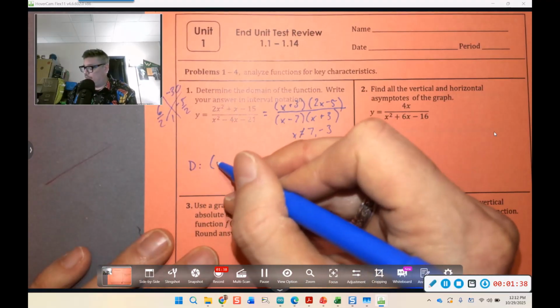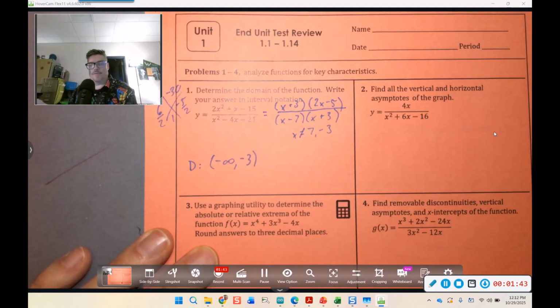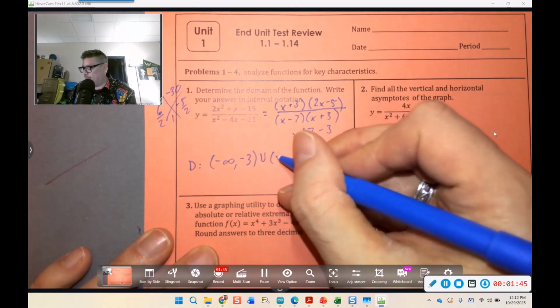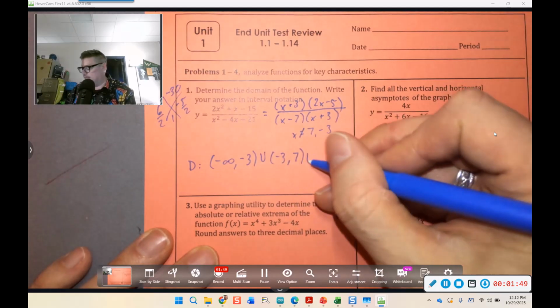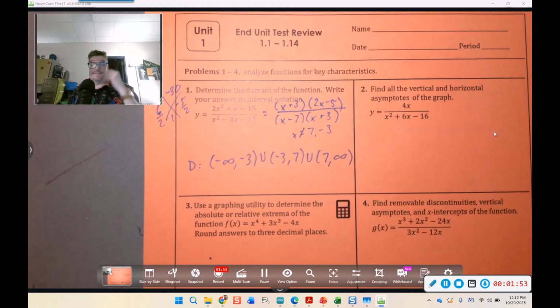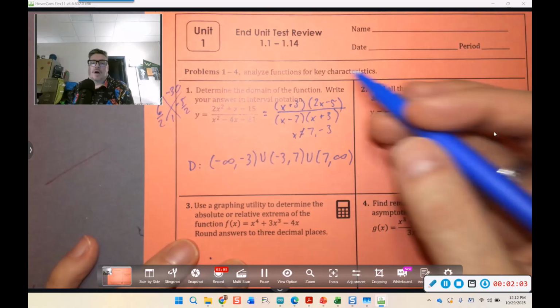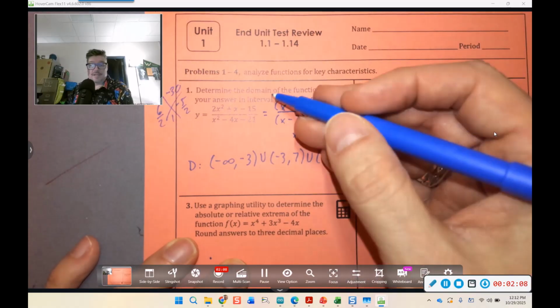So just write your domain as if that's the case. You're going to go all the way from negative infinity to negative 3, but then you have to jump over negative 3 and go all the way to 7, and then jump over 7 and go to the rest of infinity. Now it doesn't matter if it's a hole or an asymptote. Those are all problems. You can't equal those numbers. For example, negative 3 is a hole and 7 is an asymptote because one canceled out, the other did not.